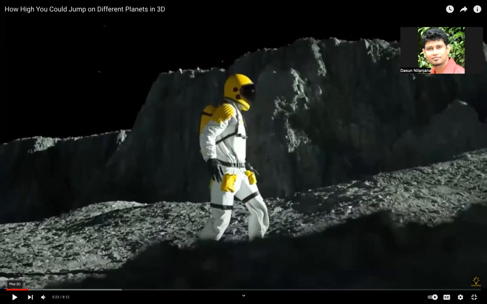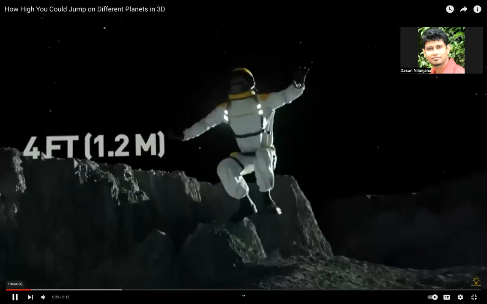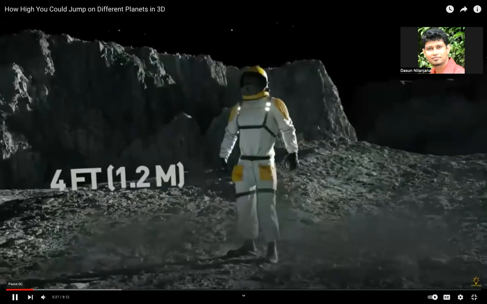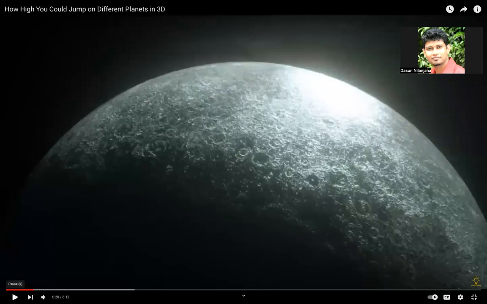So this is Mercury. Mercury is closer to the sun, but its gravity is half of the Earth's. Therefore you can jump 4 feet, which is about one and a half meters, if you just jump up a little.